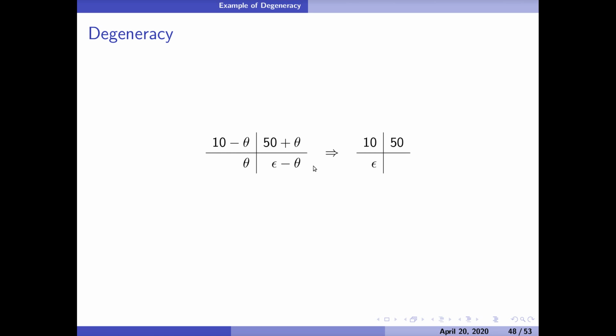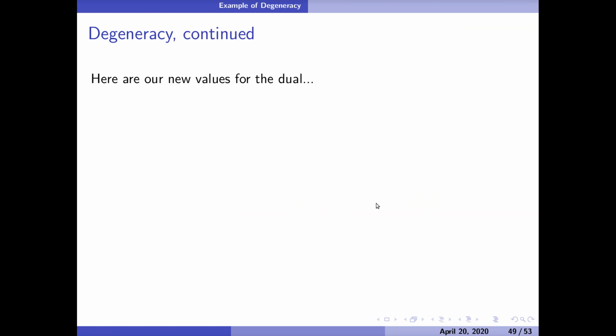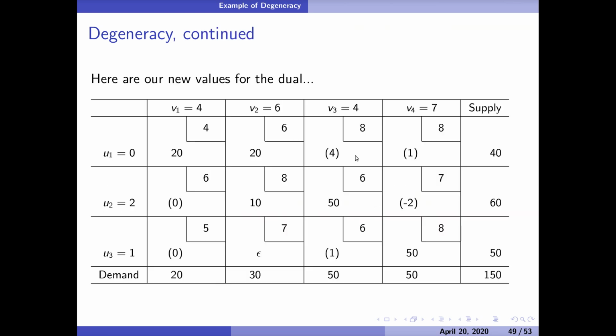And so what we're doing is we're just shifting the epsilon from this cell to this cell, okay, and retaining the rest. Good. And so that changes the values of the dual, and that also changes the values for the non-basic variables. And so everything has been filled in here. So you might pause that and just double check that everything is correct.